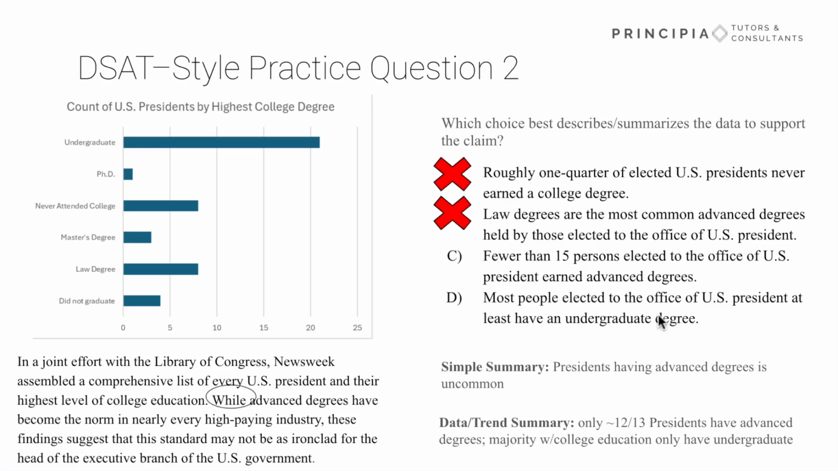And so here, most elected to the office of the U.S. president at least have an undergraduate degree. Again, this is true. If we stack undergraduate with the advanced degrees, we're going to have the majority. And at least means you can have an undergraduate or an advanced degree. And so the reason D doesn't work as well in this context is it would only half support the claim, or it might not even support that very strongly. Because we're not saying they don't hold undergraduate degrees, we're saying the majority don't hold advanced degrees. We get rid of D, leaving us with C as the most correct option.